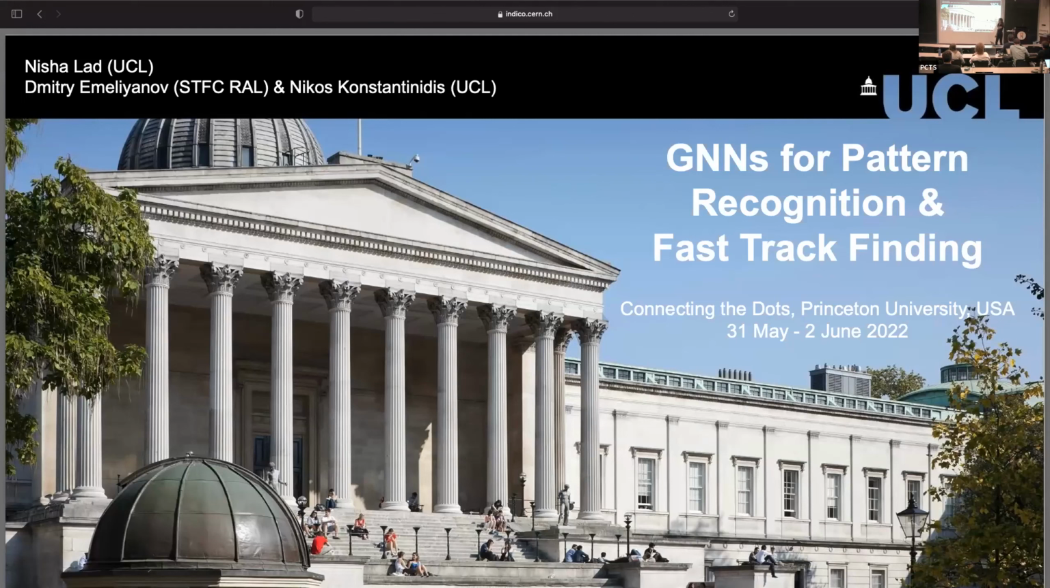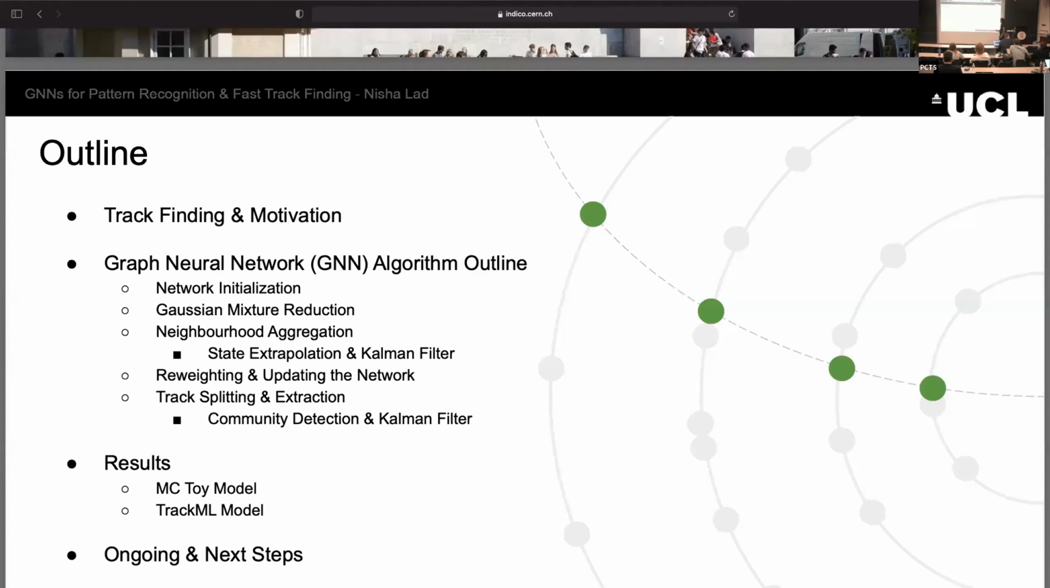I'm a PhD student at UCL, and just a nice picture of UCL. I normally work for the Atlas detector with machine learning on tracking, particularly within the pixel detector. And today I'm going to be presenting GNNs, pattern recognition, and fast track planning.